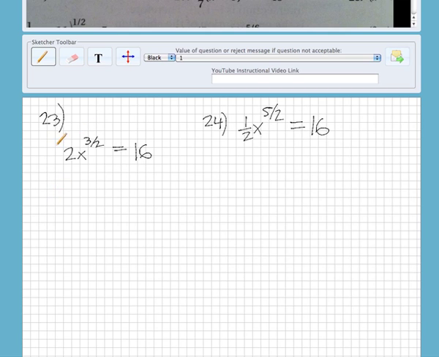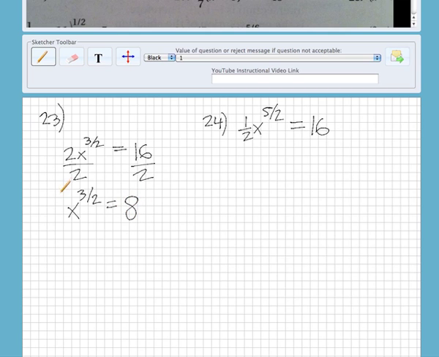I wrote them out here. Here's number 23, and over here is number 24. The first thing you want to do is divide both sides by 2 to isolate the x. When you do that, you're going to get x to the 3 halves equals 8.